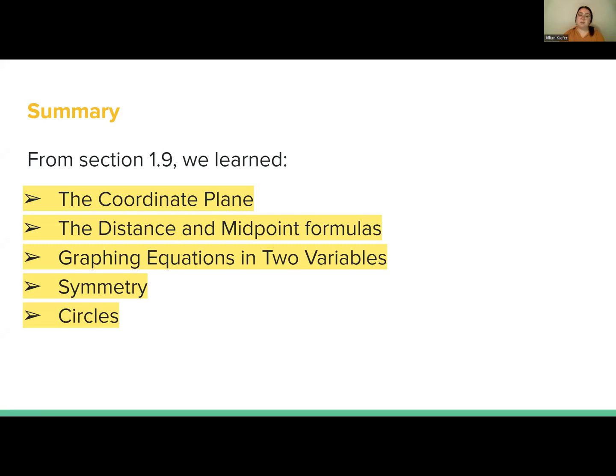So in summary from section 1.9, we learned about the coordinate plane, the distance and midpoint formulas, graphing equations in 2 variables, symmetry, and circles, which included completing the square.